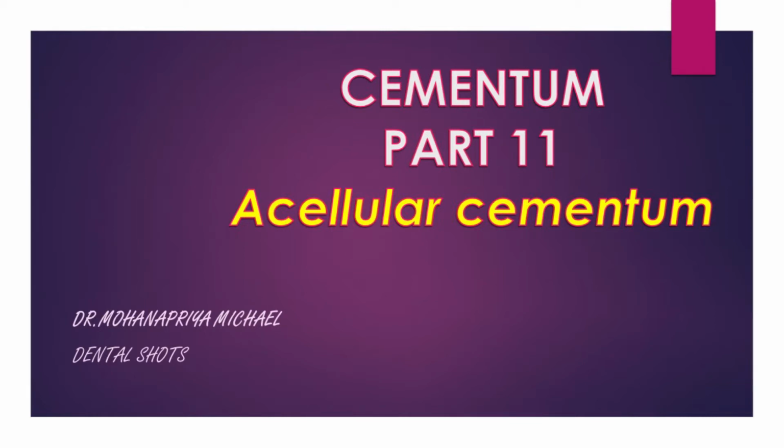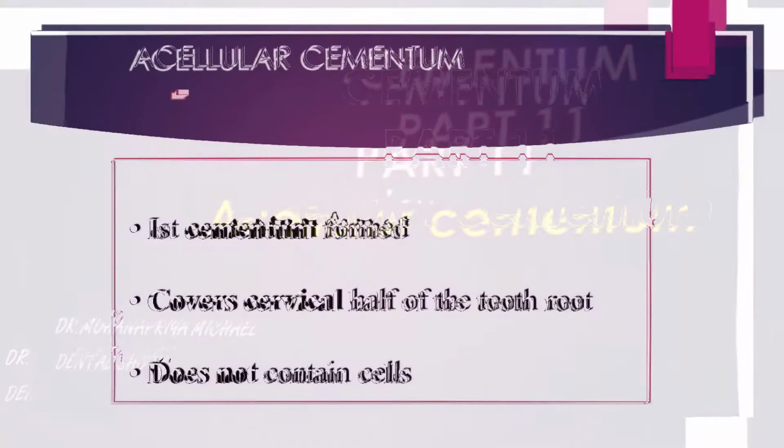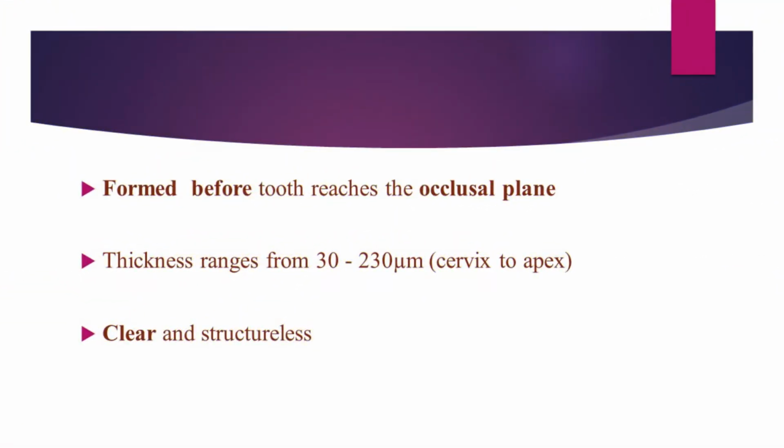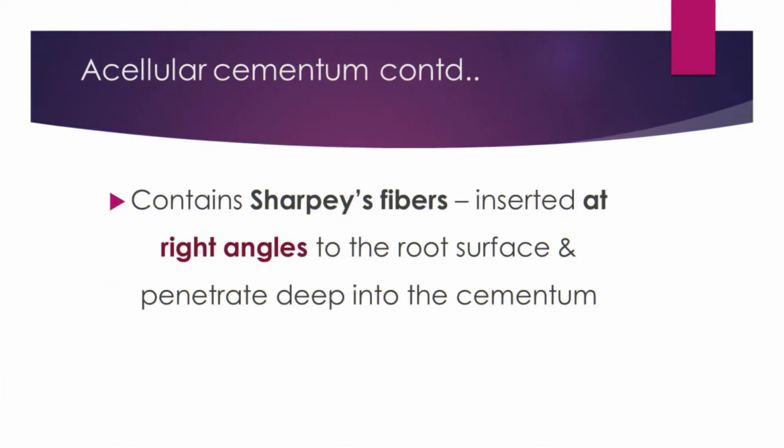This is part 11 of the cementum series about the acellular cementum. This is the first formed cementum, covering the cervical half of the tooth. As the name implies, it doesn't contain any cells. Acellular cementum is formed before the tooth reaches the occlusal plane. The thickness ranges from 30 to 230 micrometers and it is clear and structureless. It contains Sharpey's fibers, which are inserted at right angles to the root surface and penetrate deep into the cementum.